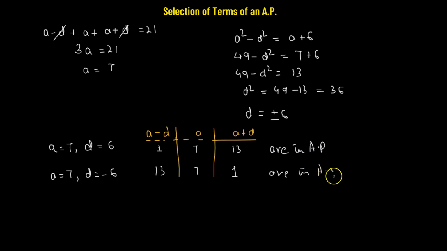And in both cases, we will see that the sum, 7 plus 13 is 20, and 20 plus 1 is 21. So we have seen that the sum is equal to 21.